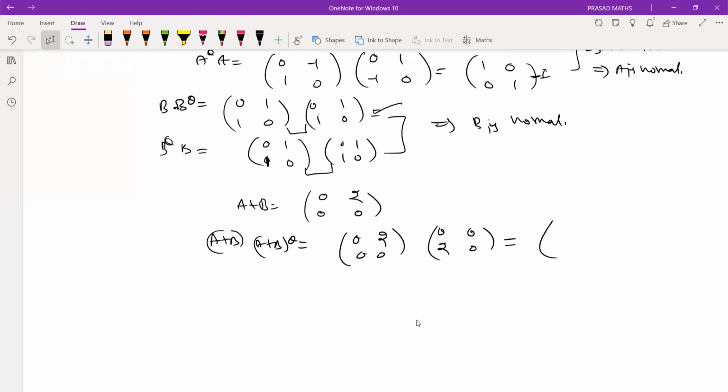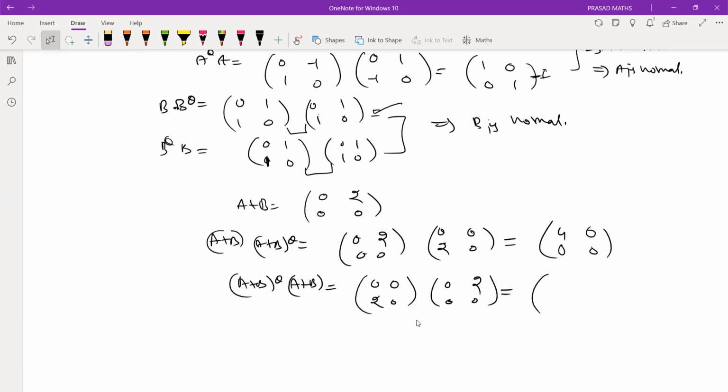A plus B theta is nothing but 0, 0, 2, 0. Next, A plus B theta into A plus B is equal to what? 0, 0, 2, 0 times 0, 2, 0, 0. So it is different from the first entry. Both are different. First entries are different. Therefore, it is not a normal matrix.